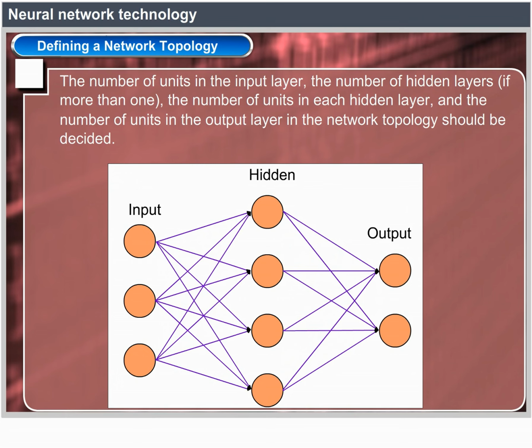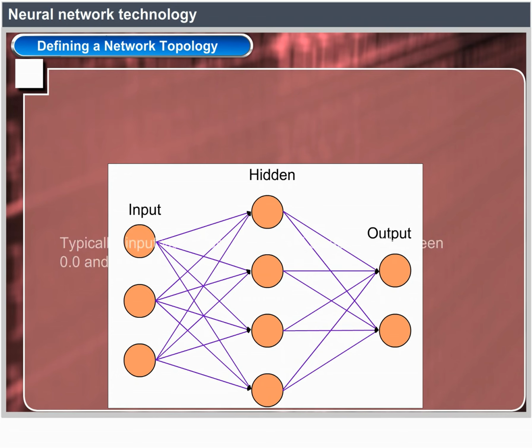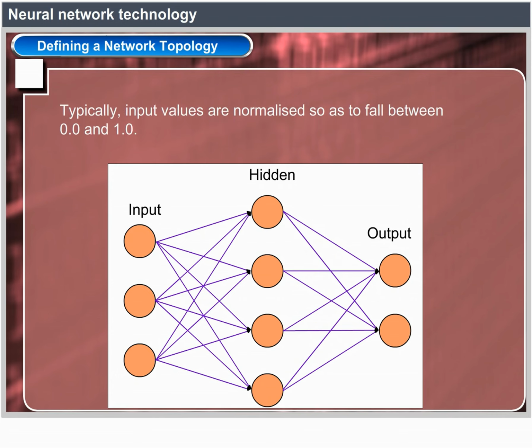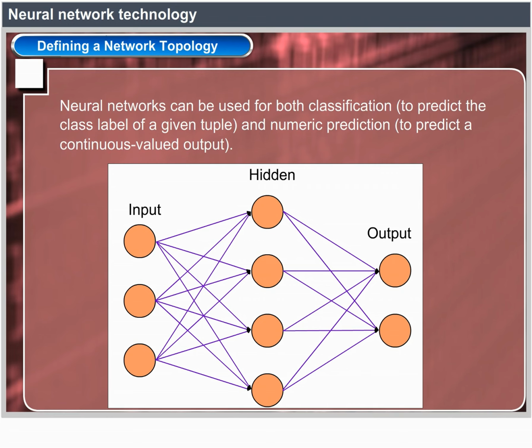Normalizing the input values for each attribute measured in the training tuples will help speed up the learning phase. Typically, input values are normalized so as to fall between 0 and 1.0. Discrete valued attributes may be encoded such that there is one input unit per domain value. Neural networks can be used for both classification, to predict the class label of a given tuple, and numeric prediction, to predict a continuous valued output.